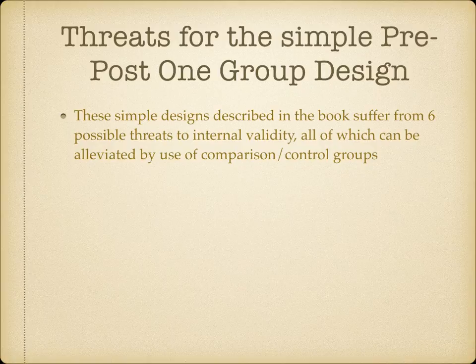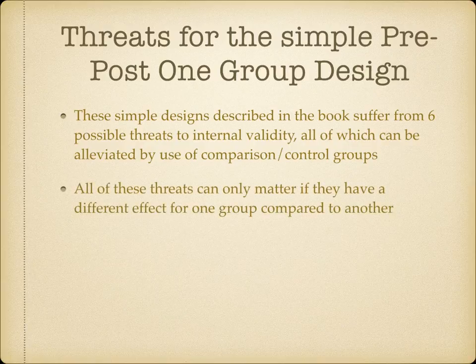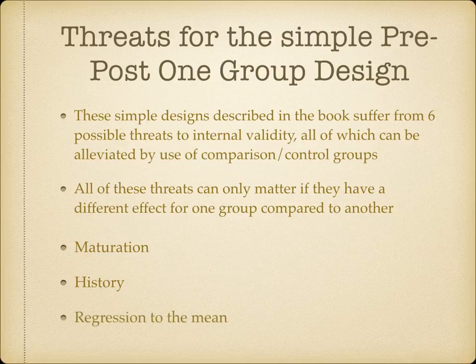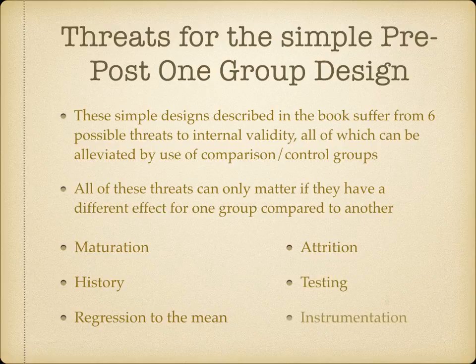These simple pre-post one-group designs are simple, but they suffer from 6 possible threats to internal validity. And all these can be eliminated by the use of the comparison or control group. And all these threats can only matter, again, if they have a different effect for one group compared to another, even after you do set control groups in. Maturation, history, regression to the mean, attrition, testing, and instrumentation. I'll briefly touch on these, and we're going to go into detail on each of them.